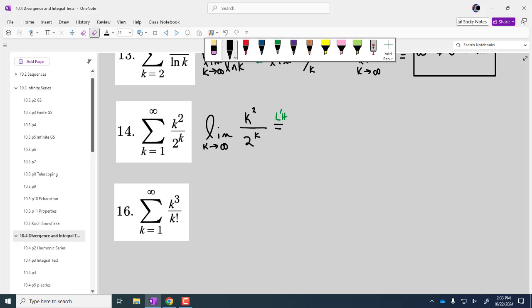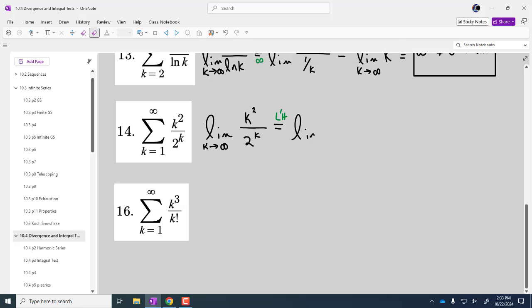What is the derivative of the numerator? 2k. Derivative of the denominator? Derivative of an exponential? Start with itself, multiplied by the derivative of the exponent, which is 1, multiplied by?